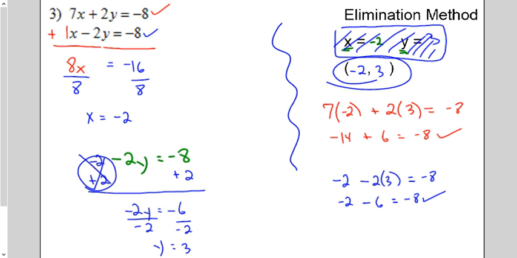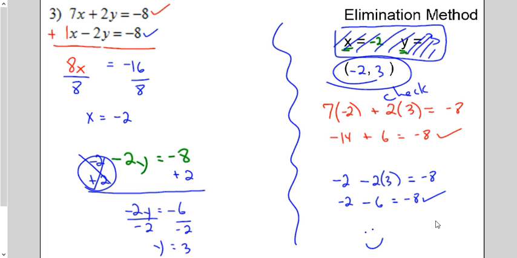So I'm not going to show you how to check it again for your other videos because you should be aware of how to check it. You take your values, you plug them into both of your equations, make sure it makes both of them true, and that's how you know I'm correct. If it doesn't make both of them true, then it would be no solution or you've made a mistake.